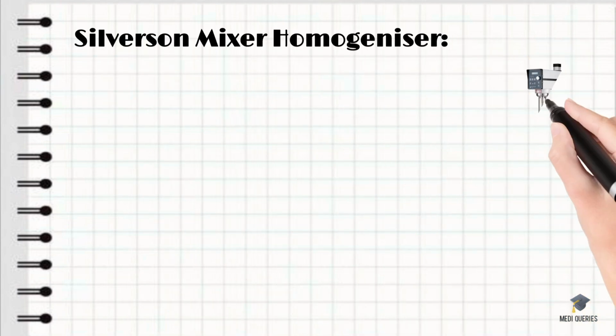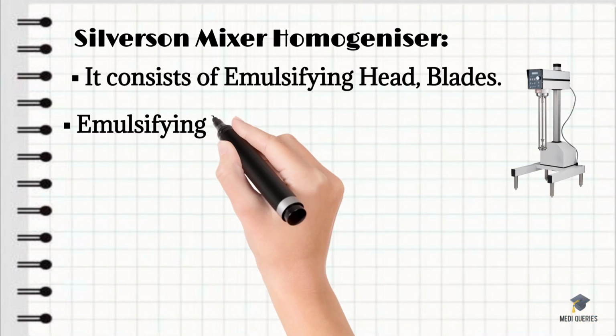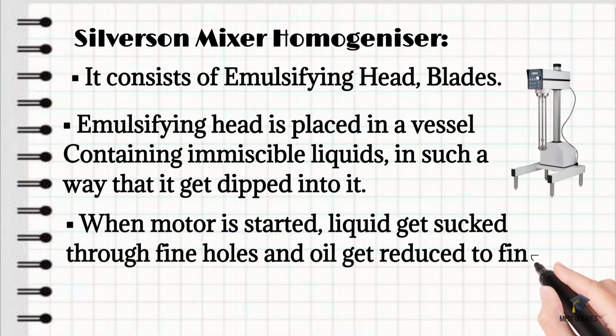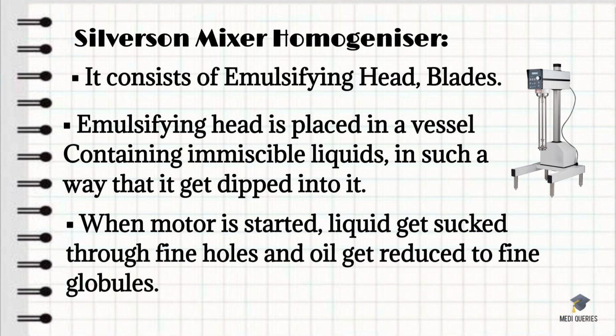Silverson mixer homogenizer. It consists of an emulsifier head which is covered with a fine mesh stainless steel sieve. The emulsifier head consists of a number of blades which rotate at a very high speed in order to produce a powerful shearing action. The blades are rotated by an electric motor fitted at the top. The emulsifier head is placed in a vessel containing immiscible liquids in such a way that it is dipped into it. When the motor is started, what will happen? The liquids are sucked through the fine holes and the oil is reduced into fine globules due to the rotation of the blades. So a fine emulsion is produced which is then expelled out. The intake and the expulsion of the mixture set up a pattern of circulation here.